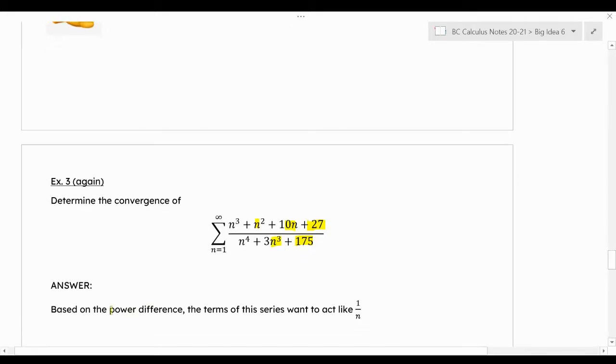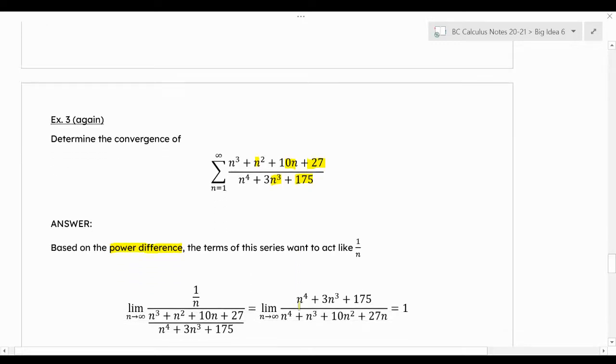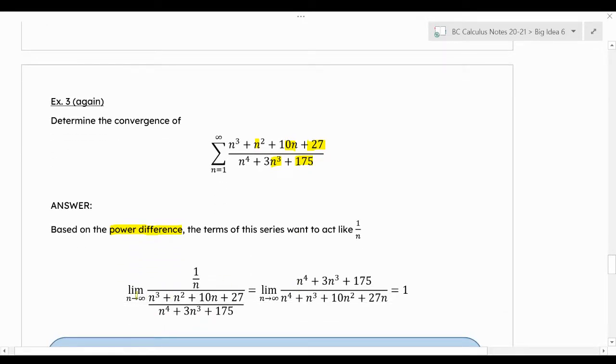Look, I'm looking at the power difference. That is big. The limit comparison works great for polynomial divided by polynomial. It works wonderfully well because you can connect it back to a p-series. So here's what we're going to do. Yikes! We're going to take the limit as n goes to infinity of 1 over n.